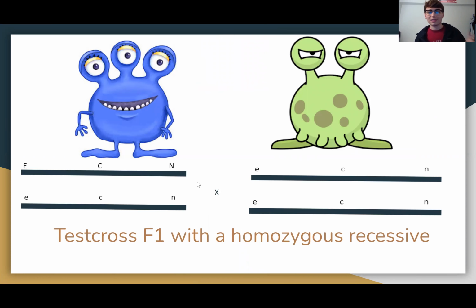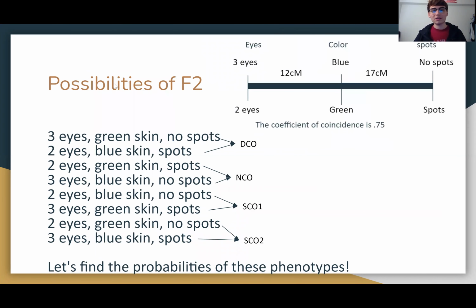What we're going to do is test cross our F1, which is our heterozygous one, with a homozygous recessive alien. When those have children together, based on the ratios that their children have in different phenotypes, we're going to be able to see if independent assortment is occurring or not. The possibilities for their children are very broad. They have 8 different possibilities, and they depend on the different events that occur: a double crossover, no crossover, a single crossover in the first position, or a single crossover in the second position. Now we're going to try to find some of these phenotypes and their probabilities.